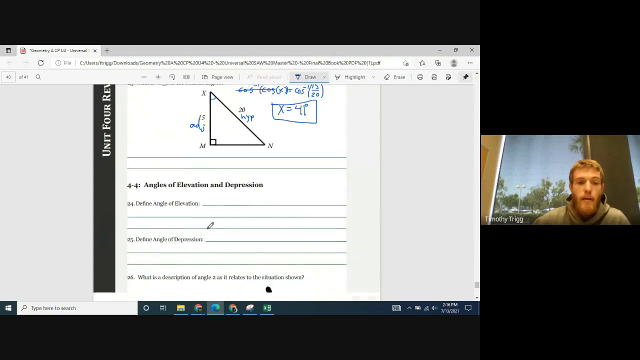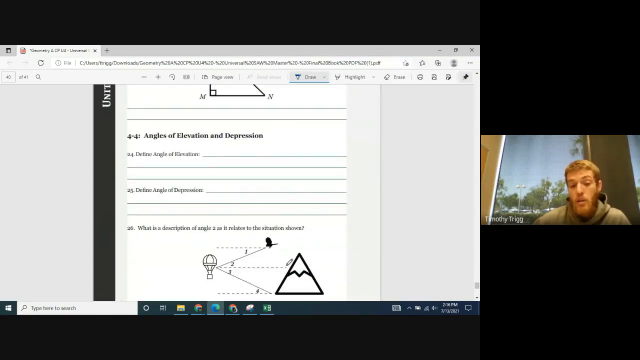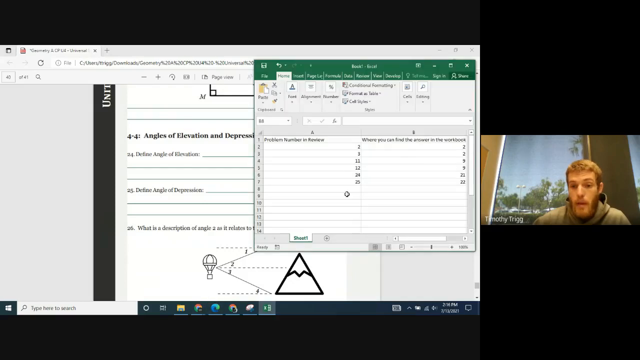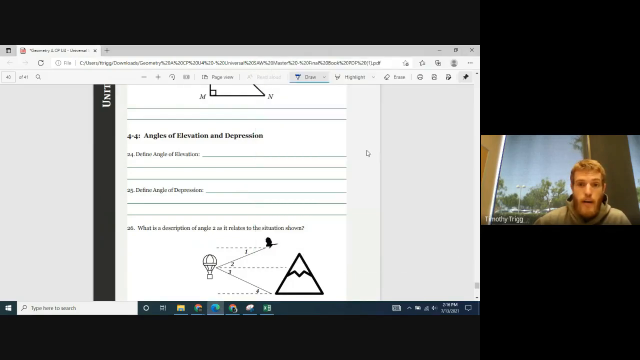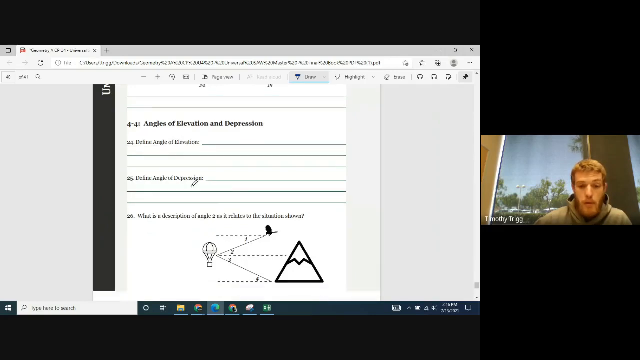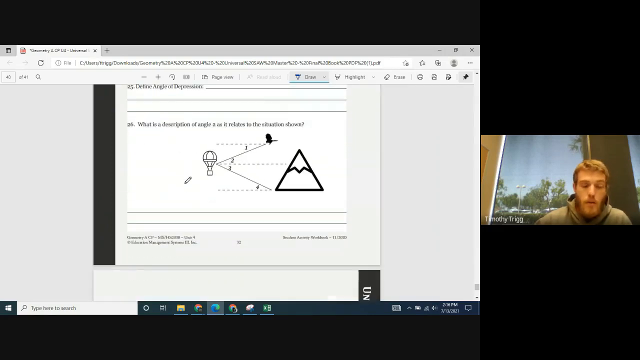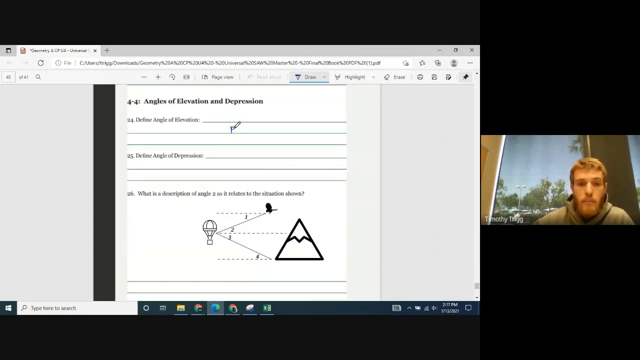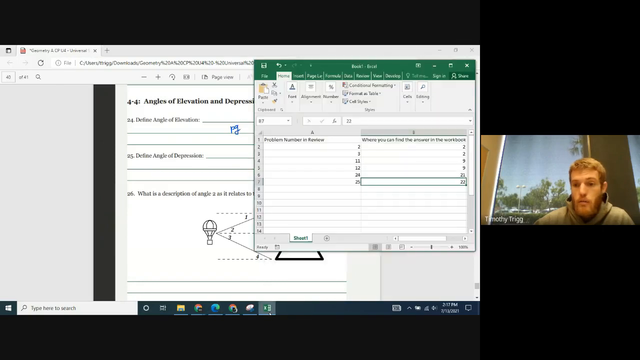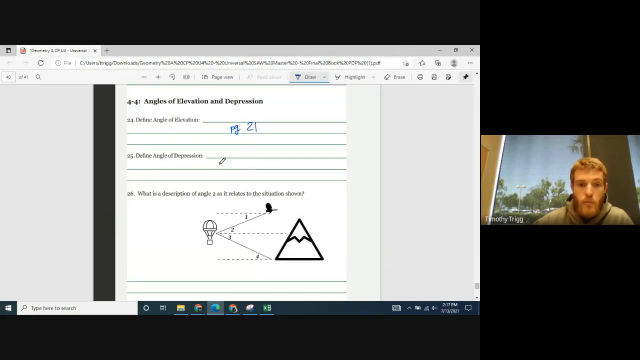For 24 and 25, the angle of elevation and angle of depression, you should be able to find those in the workbook. For those two problems, you should be able to find them on page 21 and 22. So look for angle of elevation. It'll say the angle of elevation is, or the angle of depression is, on these two pages. So go ahead and see if you can find those in your workbook. For number 26, it says, what is a description? I guess I'll write that. This is on page 21, and this one's on page 22.